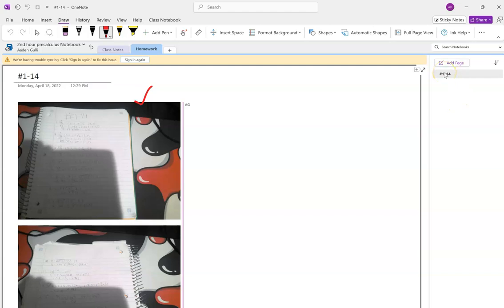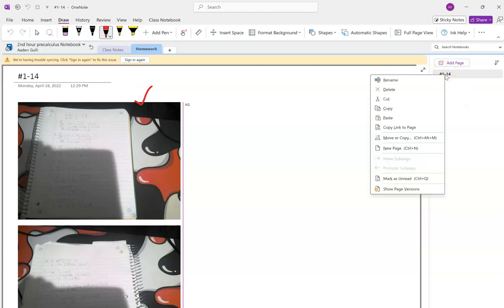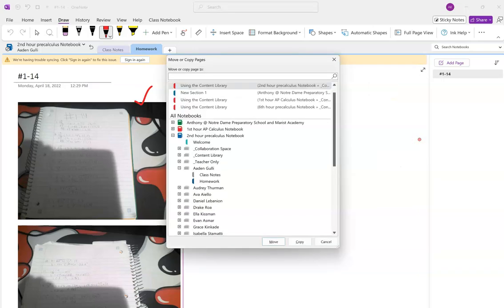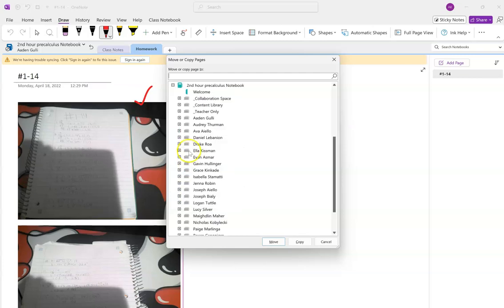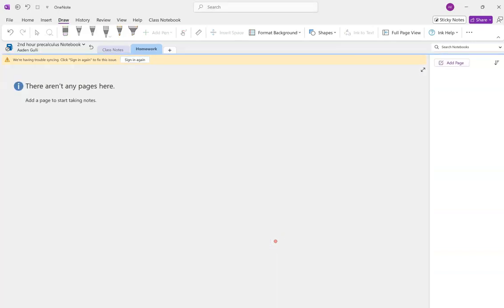Everybody's okay? I'm going to right click on it, so everything that's highlighted gray, and I'm going to press move or copy. What I'm going to do is take those things to the new notebook. I'm going to find my name, and where it says homework is where I'm going to choose to move it to. And whoop, it's gone in this one.